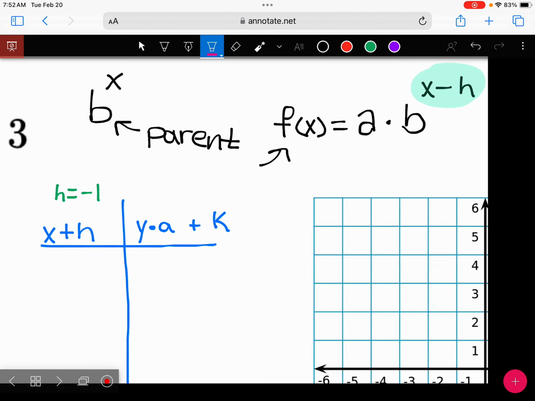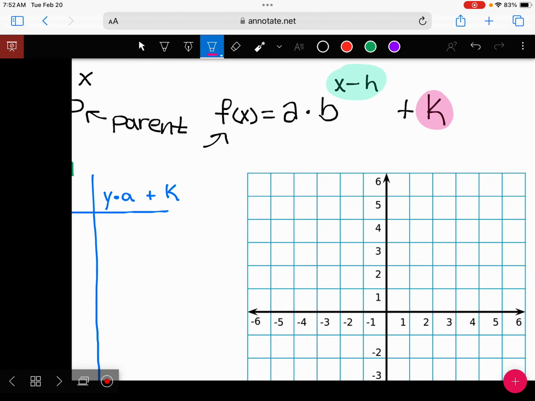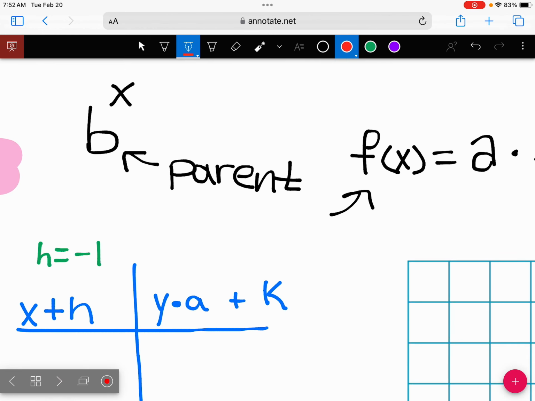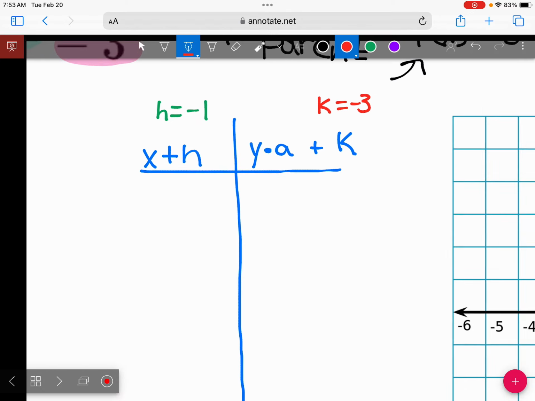How about our k that's added on the end over here? -3. Our k equals -3. So just like we've done with the last few graphs, we're going to take our x values from our parent function and apply our h transformation. We're going to take our y values from our parent function and apply our y transformations. We do not have an a value here, so we're not going to do anything with it. So all we've got to do is this addition and subtraction.